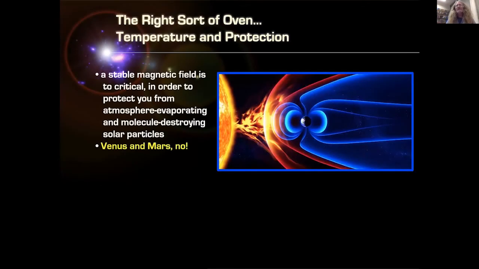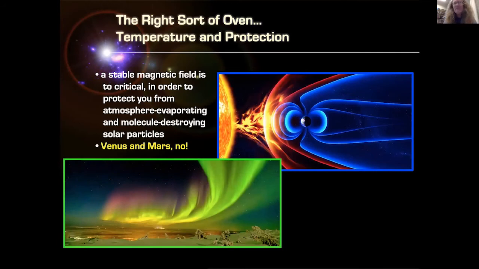What other things about the oven might be important? We talked about temperature. Magnetic field is probably important. Our Earth is a giant bar magnet with a north and south magnetic pole, which causes aurora borealis and australis, which is great, but more importantly, it serves as a protective sheath against damaging cosmic rays that come from the sun that would otherwise slowly evaporate our atmosphere. It's thought to be one of the primary reasons, not the only reason, but the primary reason why, for example, Mars doesn't have an atmosphere: it doesn't have a magnetic field to protect it.